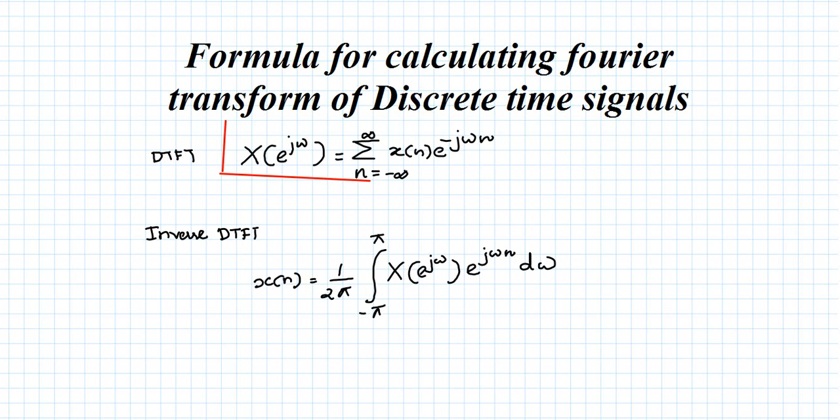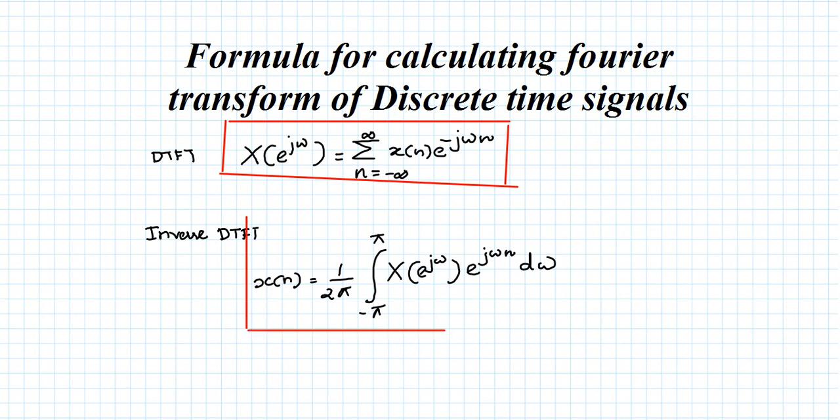This is the discrete time Fourier transform formula to calculate the Fourier transform of a discrete time signal, and this is the inverse Fourier transform formula to calculate the inverse of a Fourier transform. So you need to remember these two formulas, and we need to check 2-3 points.